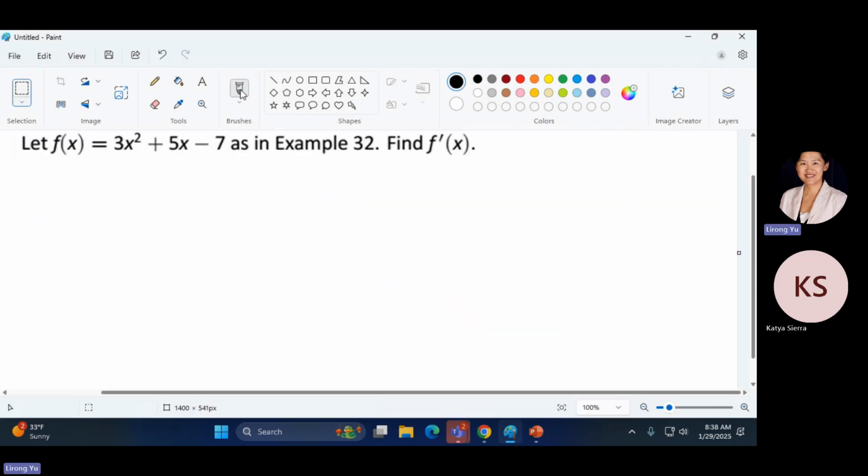Right, so first is know what we're trying to do. We already know the f of x. Our goal is to find f prime of x. So you know what you're trying to find, and now you have to figure out what would be the connection, or what would be the formula for f prime of x.